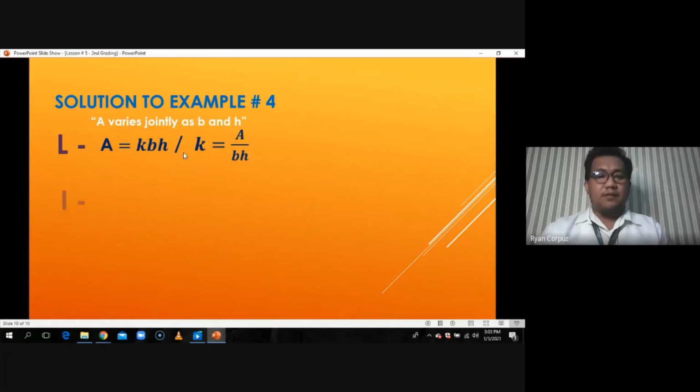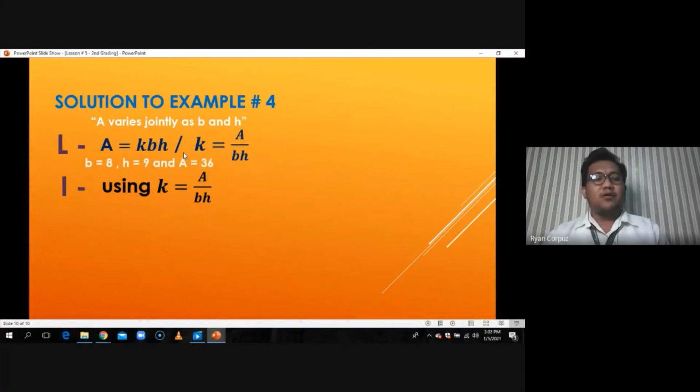Then, with the help of applying the second step, we are now going to make use of the second form equation, which is K is equal to A over BH. So, ano gagamitin natin dyan? Sabi natin yung complete value na binigay in the problem. Ano ba yung complete value na yon? So, yung base daw ay 8 and a height of 9 centimeters, base of 8 centimeters and a height of 9 centimeters with an area of 36 square centimeters.